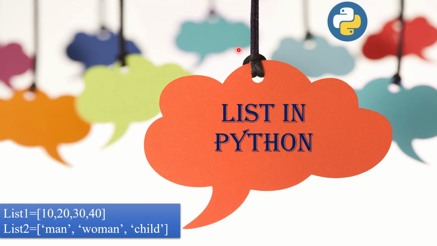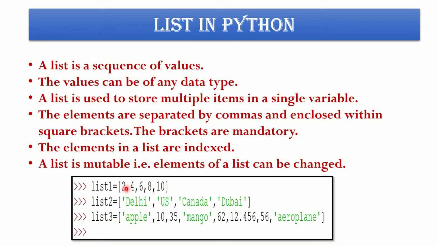Hello all. Today we shall be studying about lists in Python. A list is nothing but a collection of elements which can be denoted by a single variable. These elements are separated by commas and enclosed within square brackets. The values in a list can be of any data type, and these values can also be duplicate. If you see here, I have included a string value, integer values and decimal values. So the values in a list can be of any data type.